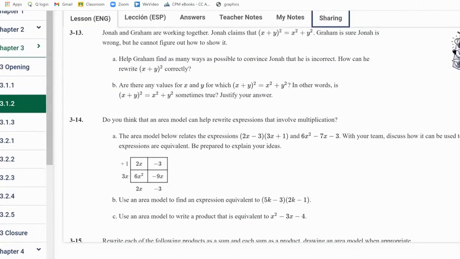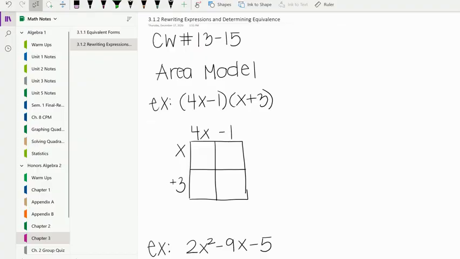So this is what I wanted to review. An area model is a model that is used to help us multiply polynomials and then also help us factor polynomials. So we are going to look at multiplying 4x minus 1 times x plus 3. Because this is a binomial times a binomial, so 2 terms times 2 terms, I set up a 2 by 2 box.